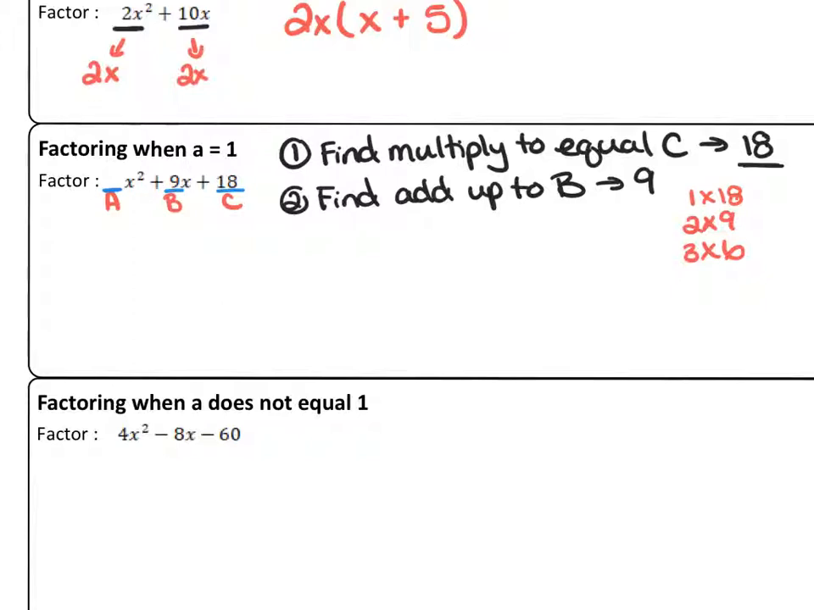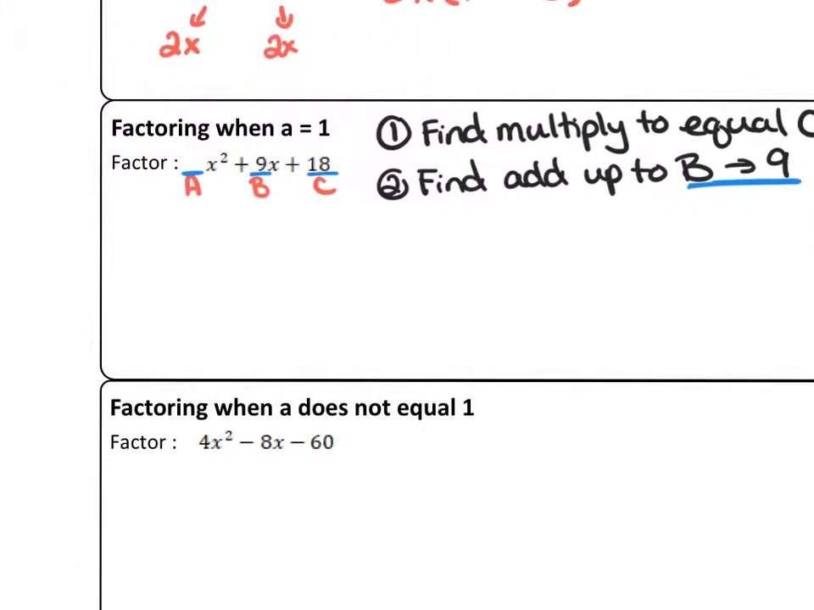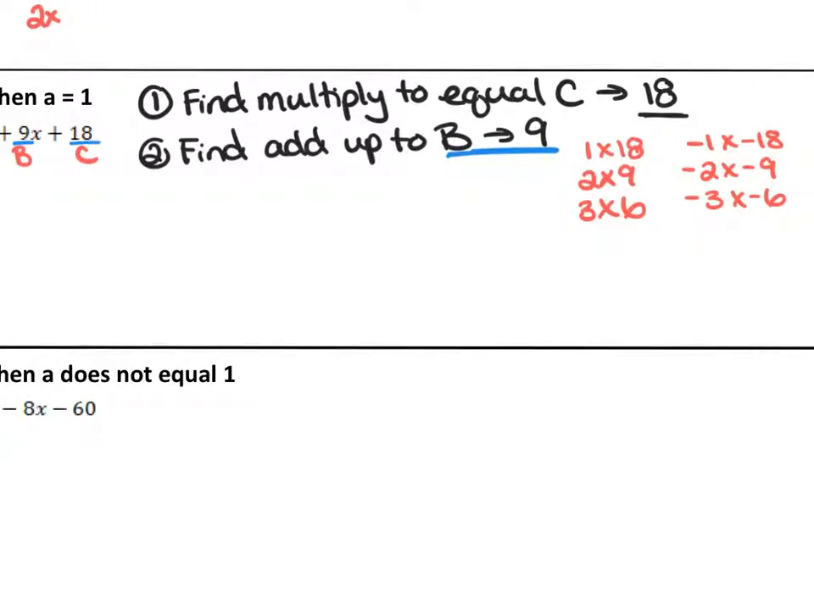Because this is a positive 18, we could also do the negatives. It could be negative 1 times negative 18, which gives me positive 18, negative 2 times negative 9, or negative 3 times negative 6. So we end up having a whole bunch of sets of numbers that multiply to 18. The key is to find the one that adds up to this B value, and in our case it's a positive 9.